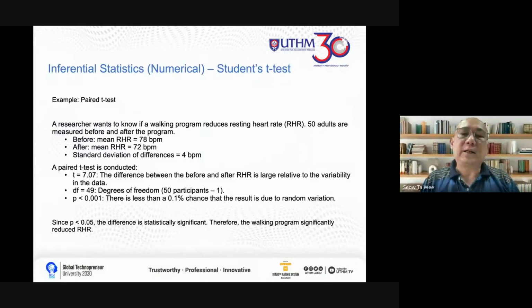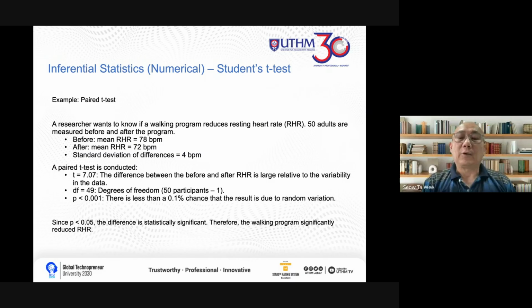So the standard deviation of the differences is 4 BPM. So the paired t-test concludes that t equals 10.07. Yeah, the difference between the before and after RHR is large relative to the variability in the data. So the DF we get is 49, degrees of freedom, which is 50 participants minus 1.